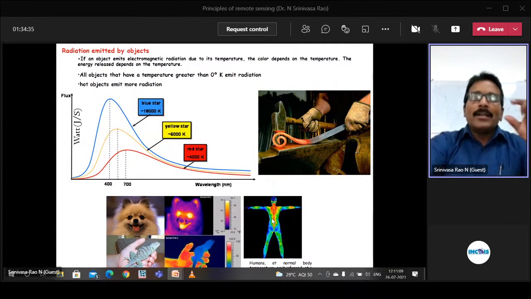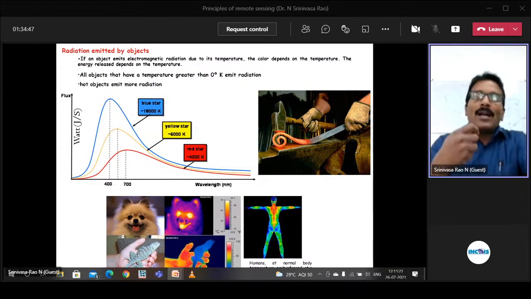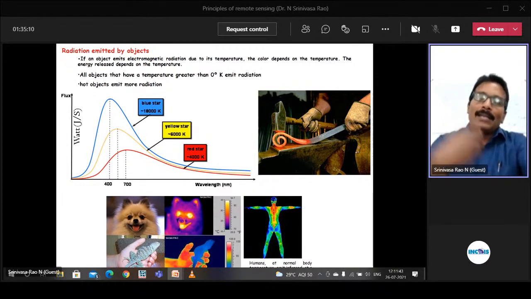Nowadays, after COVID, everywhere we are seeing one instrument being held over our head. It is giving our body temperature. How it gives the body temperature is based on our body emitting energy. That emitted energy is captured by the instrument, which gives the temperature. So if I have a fever, my body temperature increases and more energy is emitted. If more energy is emitted, it reflects on the device as a higher temperature. If I have a cold, a lower temperature.